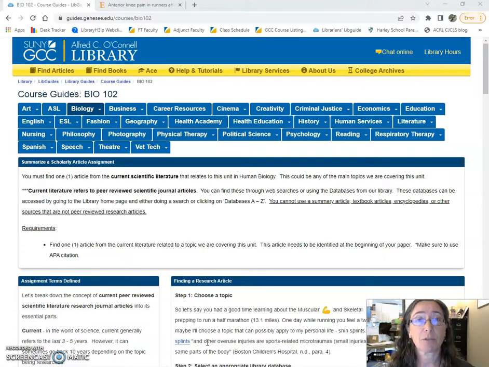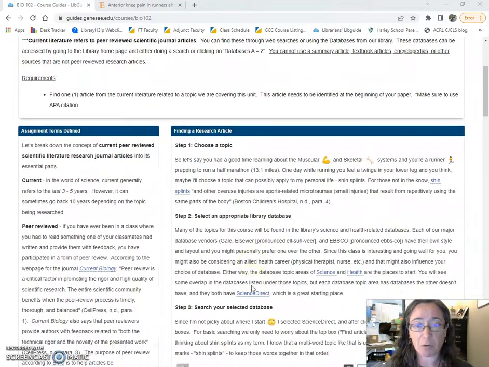My example shows a search through the database ScienceDirect. It's not the only database we have, it's one of several. It's a good one, I recommend it, but it's not the only one, so it may not be the best one for you for your topic. If you have questions, you can always reach out to a librarian in person, online. Please contact us.